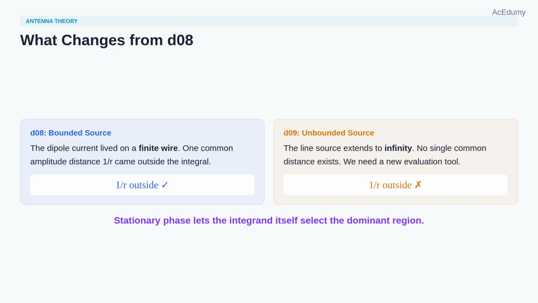In the previous lesson, we solved the short dipole by exploiting one key fact: the source was bounded. Because the current existed only along a finite stretch of wire, we could pull the common amplitude factor 1 over r outside the integral and keep only the source-dependent phase inside. That approach gave us the clean sine theta pattern.